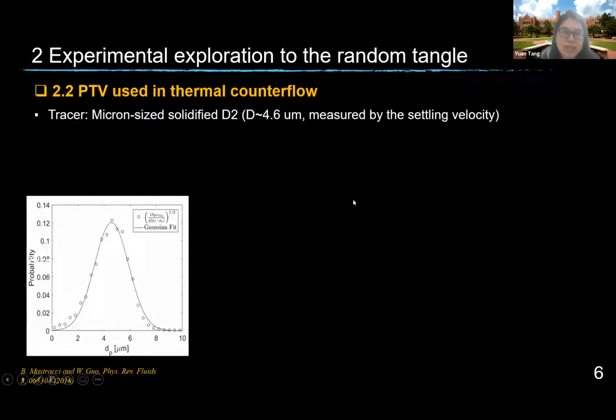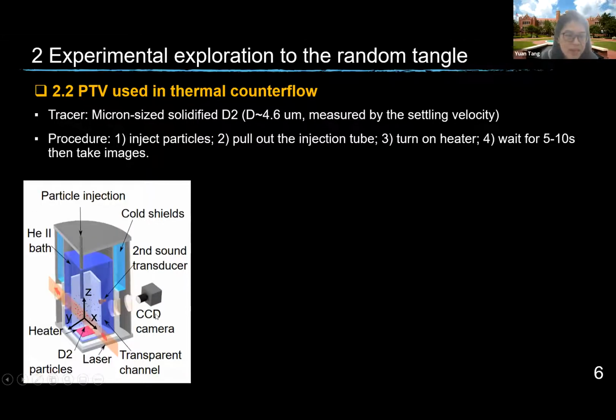Now I'm going to report our PTV measurement in thermal counterflow. In our experiment, micron-sized solidified D2 particles are used. This is a size distribution of those particles, which is measured by the settling velocity in static liquid helium. The mean diameter of those particles is about 5 microns. This is a schematic of our experimental setup. An acrylic channel is immersed in the liquid helium bath. This channel has a square cross-section with an inner side length of 1.6 centimeters.